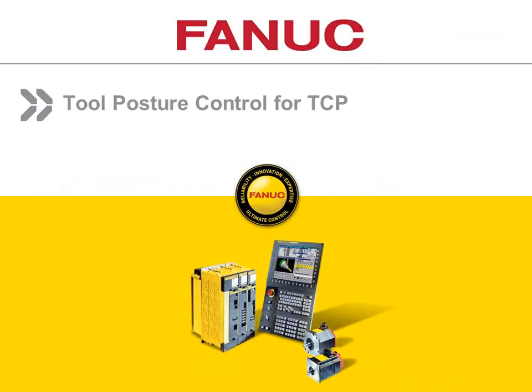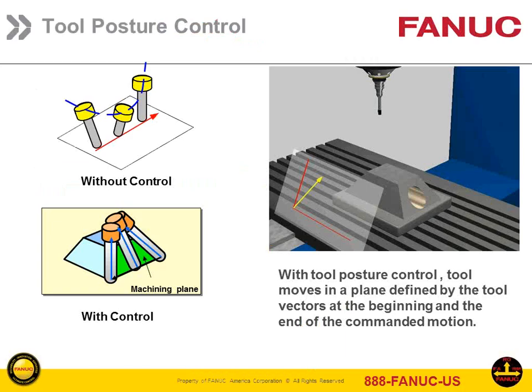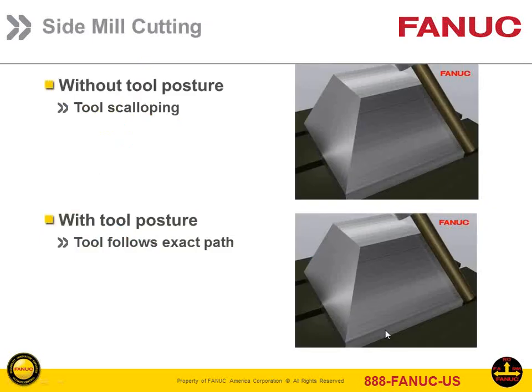Now we're going to talk about tool posture control for tool center point. And again, to program this, you use a G43.4 and then a P word that turns this on. With this, the tool moves in a plane defined by the tool vectors at the beginning and the end of the commanded motion. And that gives you the capability of cutting around using the whole side of the tool.